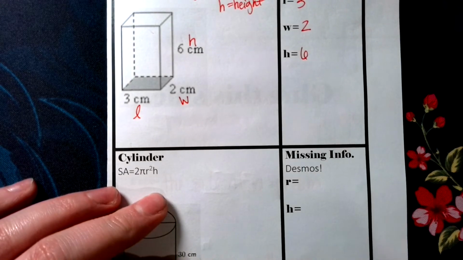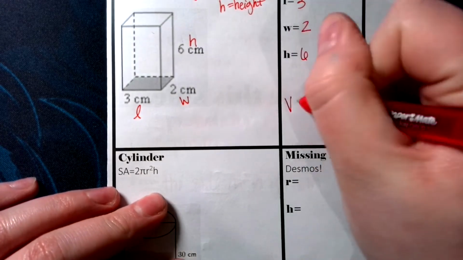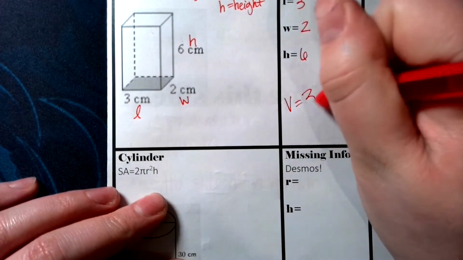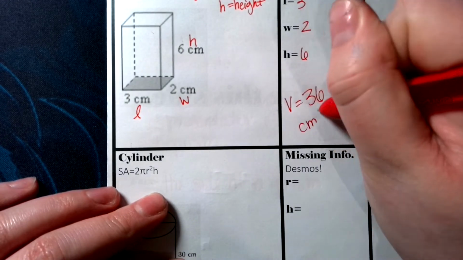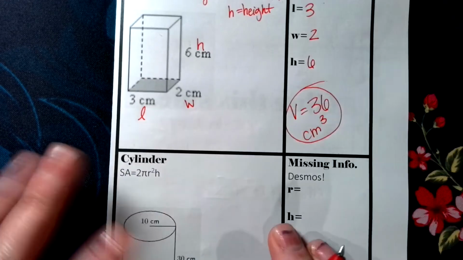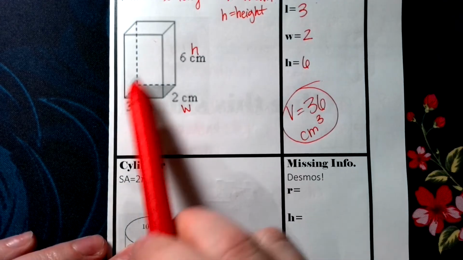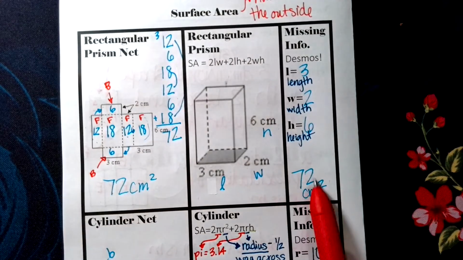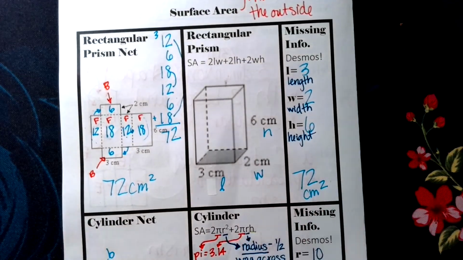So like we said, our volume here was equal to 36 centimeters cubed. 36 centimeters cubed for the volume. How much stuff goes on the inside? The surface area, the stuff on the outside, that was 72.